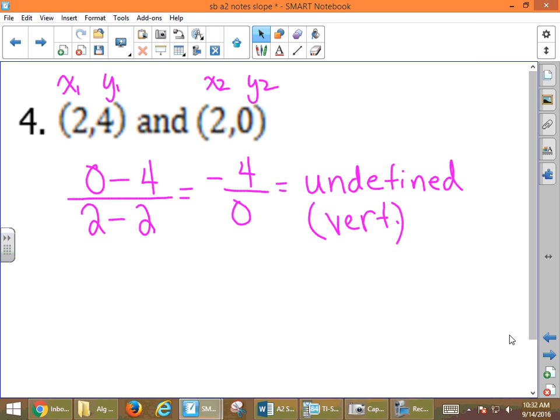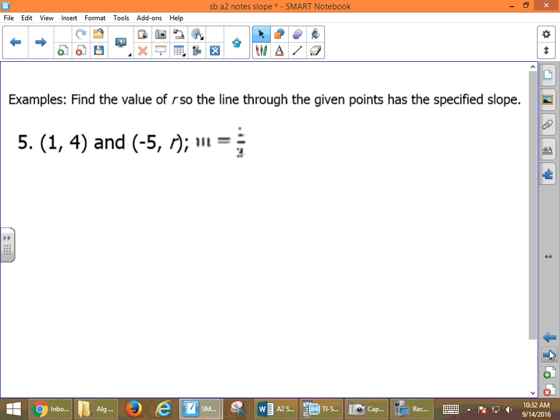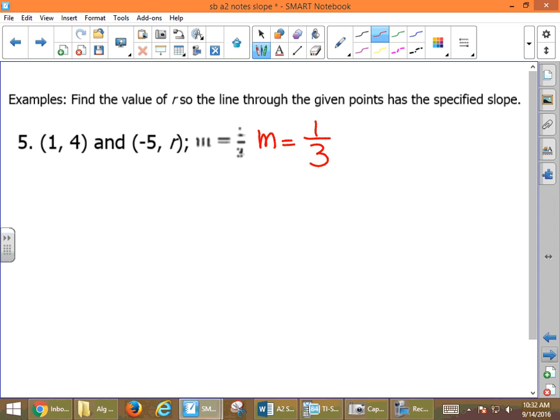But there's the slope: y2 minus y1 divided by x2 minus x1. Problem number 5, you cannot see this value over here. I'm really sorry. So I'm just going to write it off to the side here as m equals 1/3. But this time we know the slope. And by the way, m is the abbreviation for slope. We are given that value of slope. We need to come up with the missing part of the point.